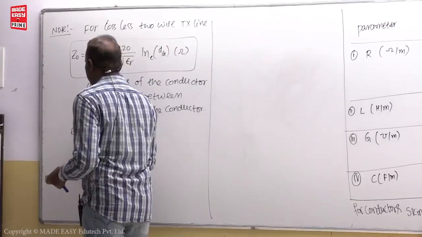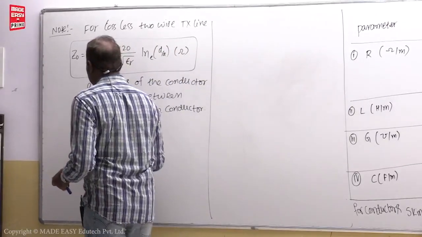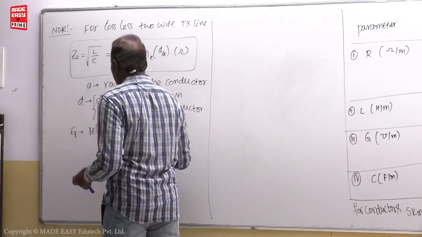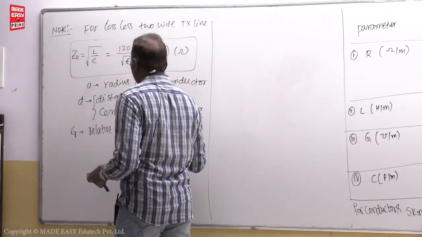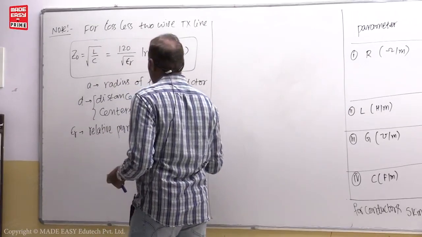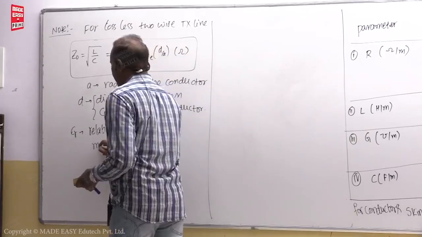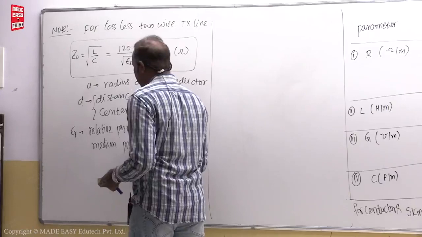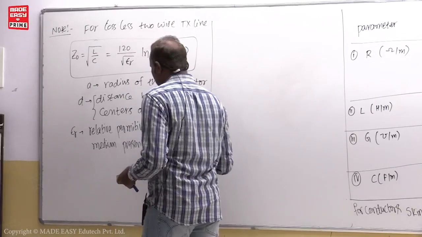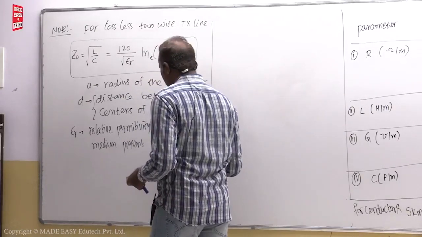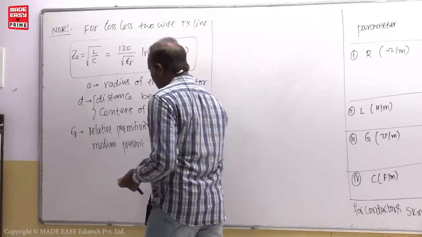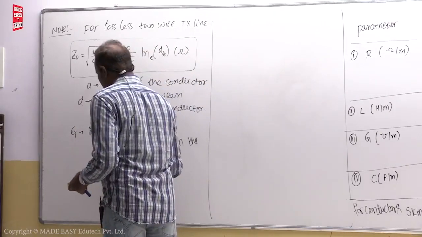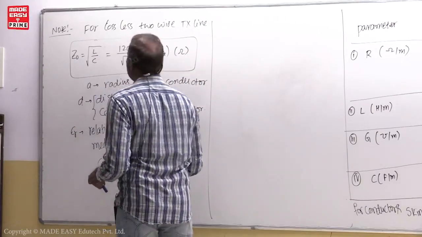So epsilon r is the relative permittivity of the medium present between the conductors.